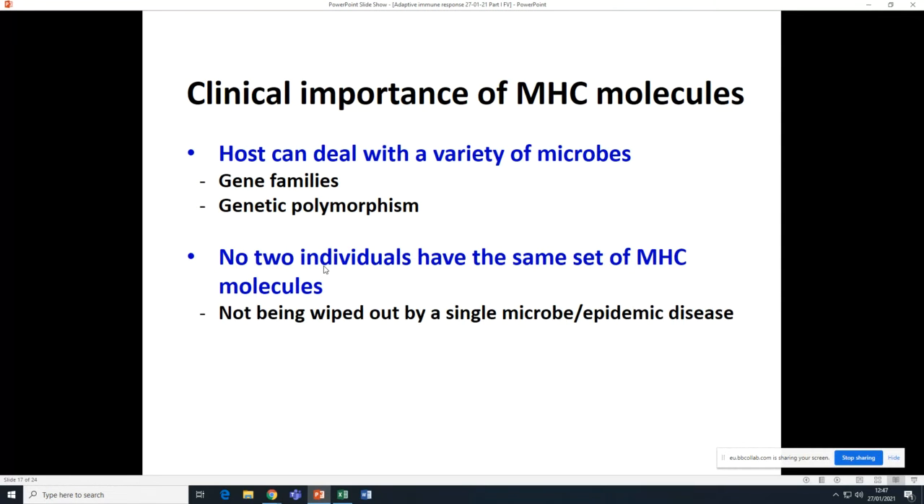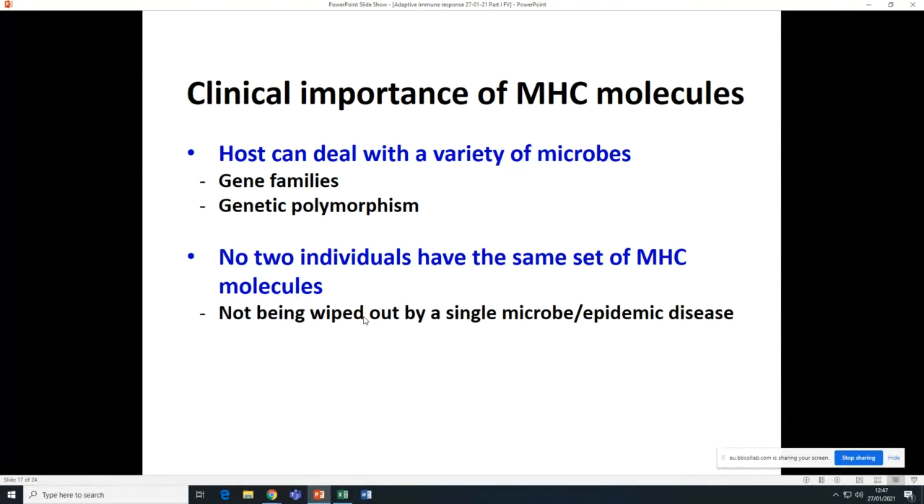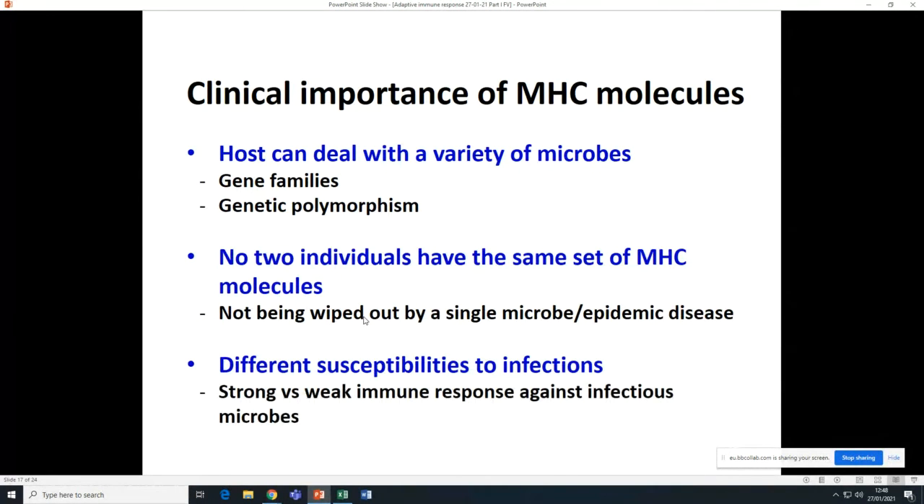And as I said, this is a strength, but also a weakness, you will see later on. No individual has the same set of MHC molecules, so you're not wiped out by a single microbe, okay? This is what is happening. We have a clear example. I've given the example of the adenovirus. You had one patient that developed a serious case, while the others had just a mild one. What does it tell you? It tells you that susceptibility is quite different. We are not all equal when it comes to susceptibility to infection. Why? It's mostly because of our heterogeneity in the MHC molecule.